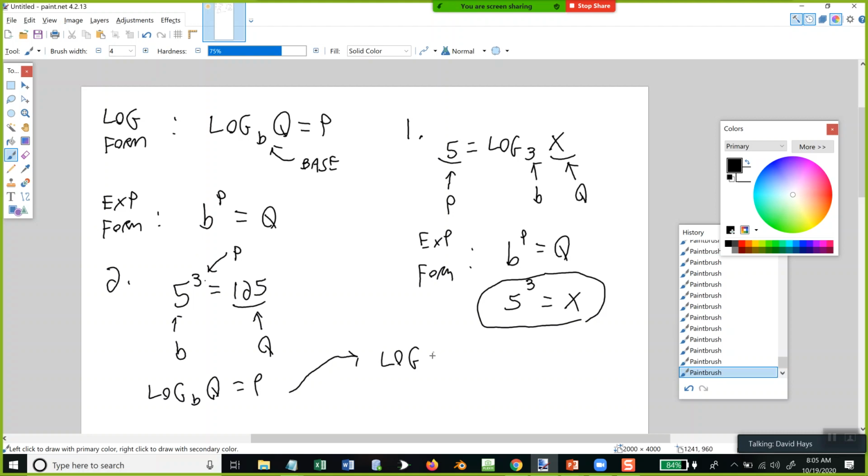We said our b is 5, so we've got log base 5. Q is 125, so log base 5 of 125 is equal to p, which we said was 3. And that'd be our answer.